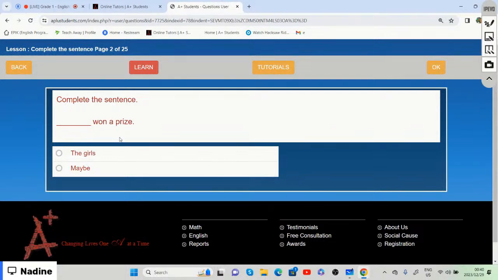Won a prize. Do we say the girls won a prize or maybe won a prize? So the question is who won a prize? Is it the girls or maybe?